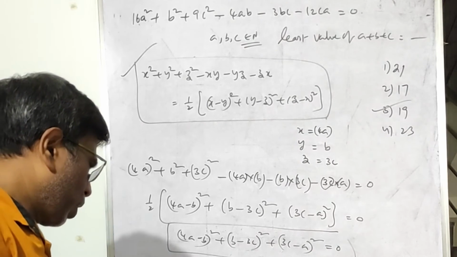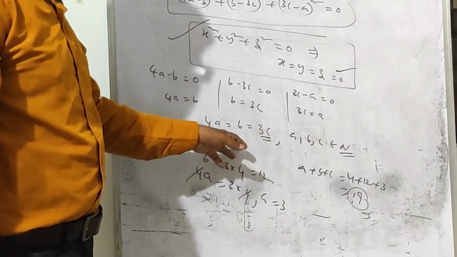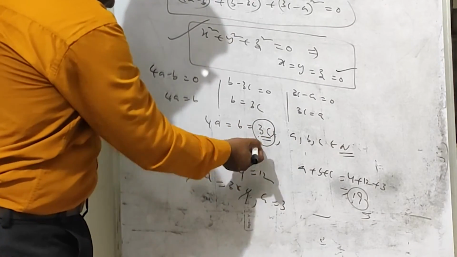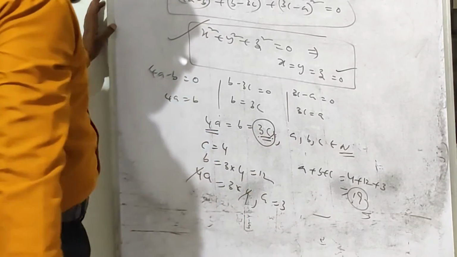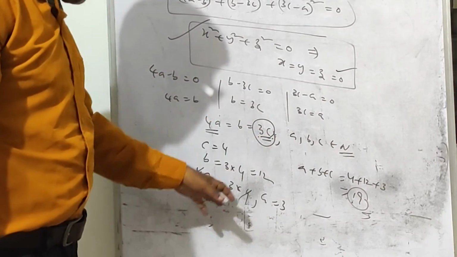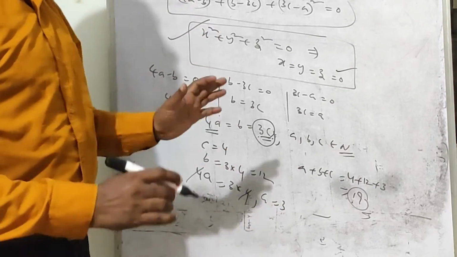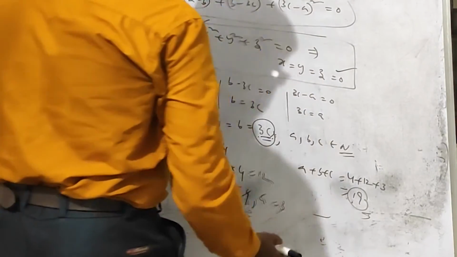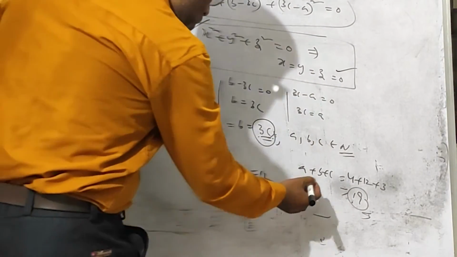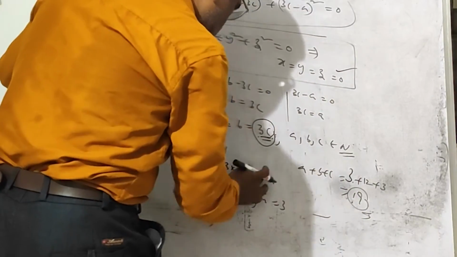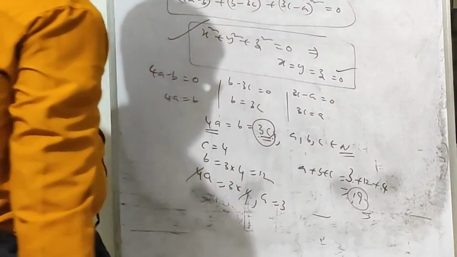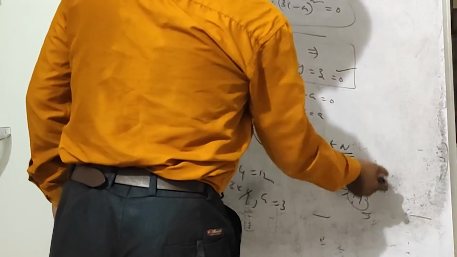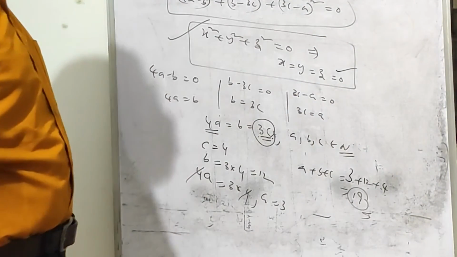So 4a equals 3b equals 3c, where these are natural numbers. This must be a multiple of 3. Here 4a equals 3c. So the least possibility is a equals 3, b equals 12, c equals 4. So a plus b plus c is 3 plus 12 plus 4, which is 19. So the third option is the correct answer.